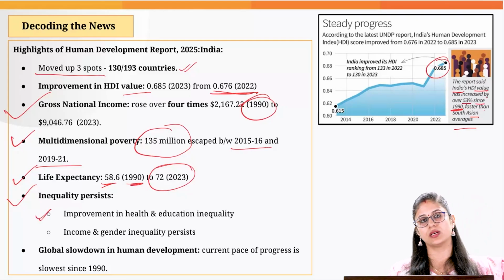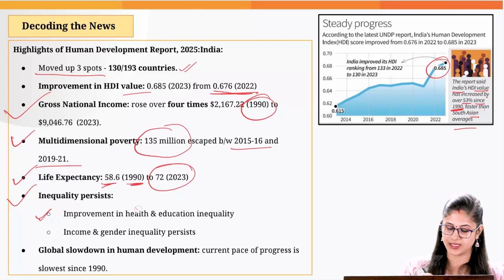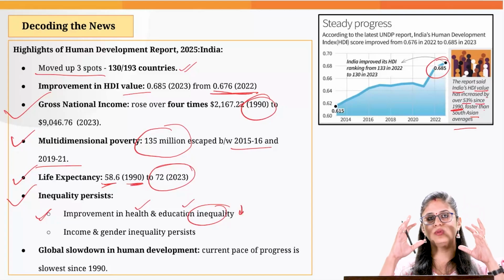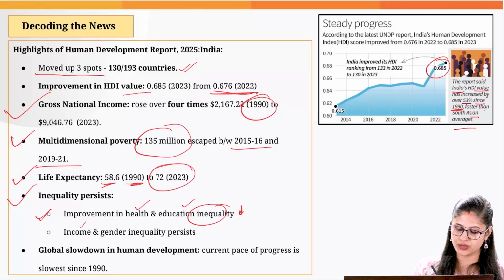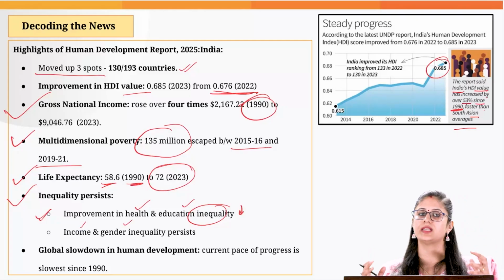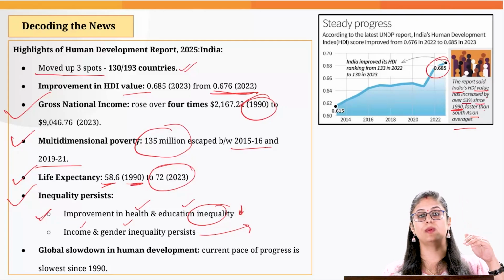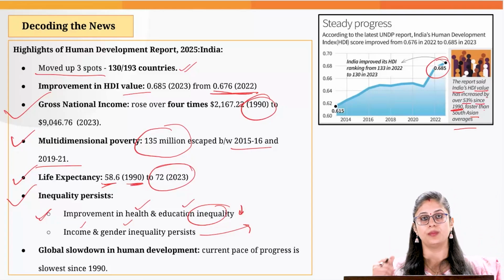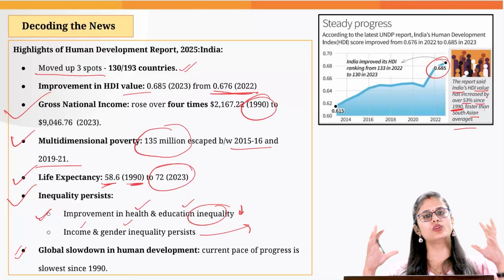The report has highlighted that India has made remarkable improvement when it comes to access to healthcare and access to education services. So inequality has gone down when it comes to health and education. But we are witnessing inequality when it comes to gender and income. There is a huge gender pay gap which is still persisting in India. And we are also witnessing gender inequality when it comes to the representation of women in legislatures and parliament.